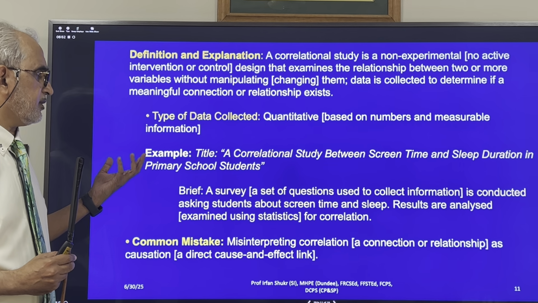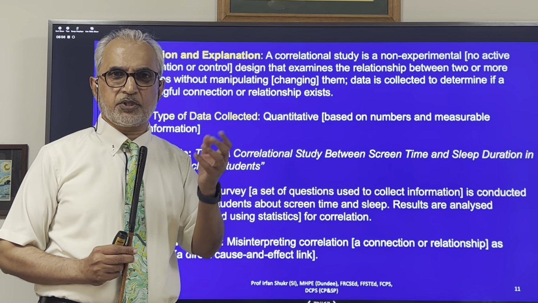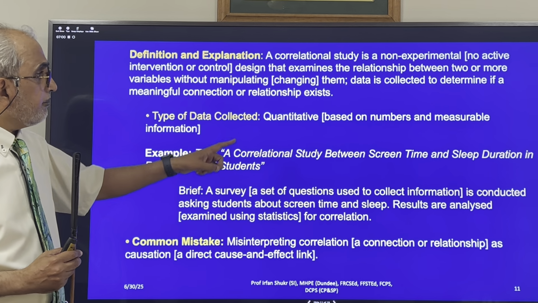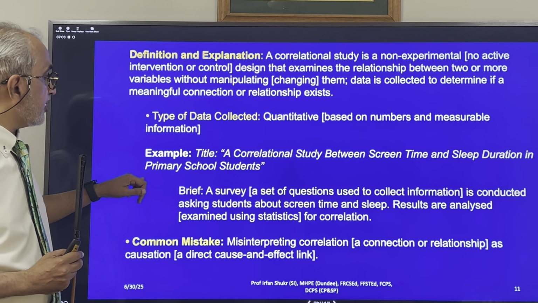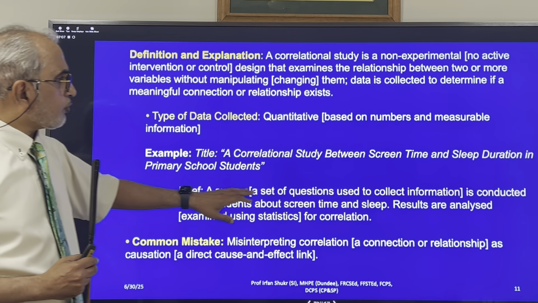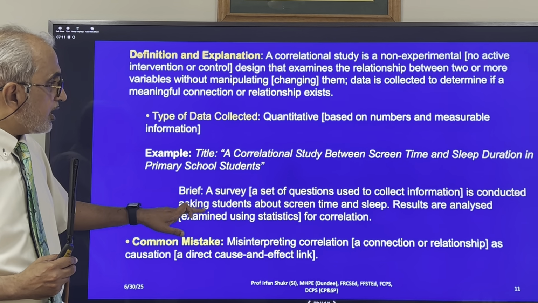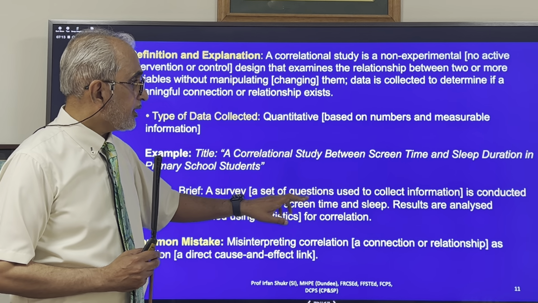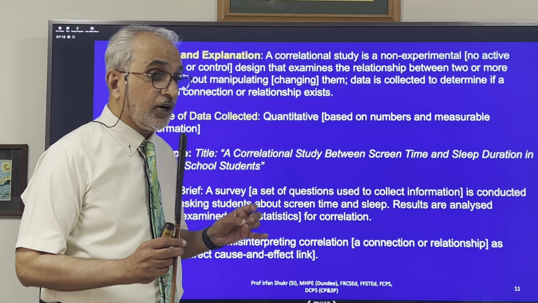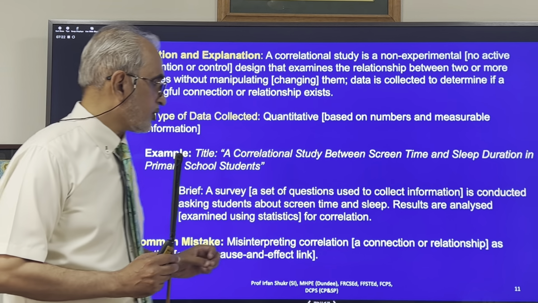The same example of screen time and sleep duration: if we want to do research using these two variables, then we could do a correlation study between screen time and sleep duration in primary school students. It means a survey, a set of questions used to collect information, is conducted asking students about screen time and sleep. Results are analyzed using statistics to find out whether a correlation, a relationship, exists or not statistically.